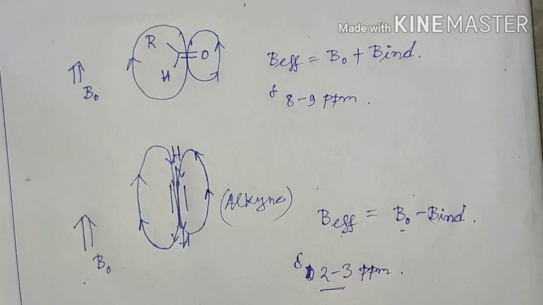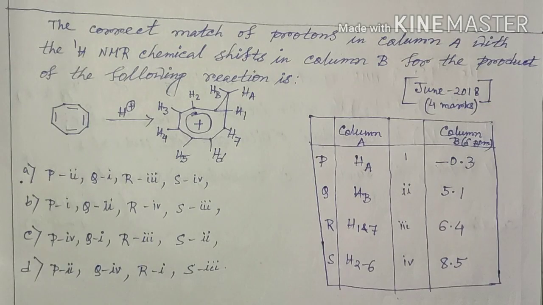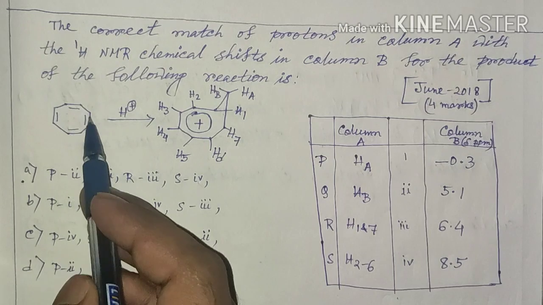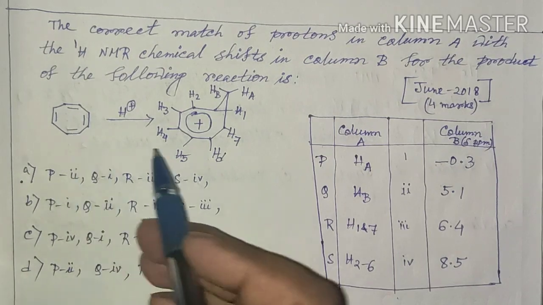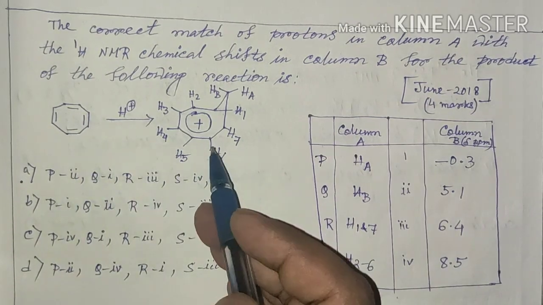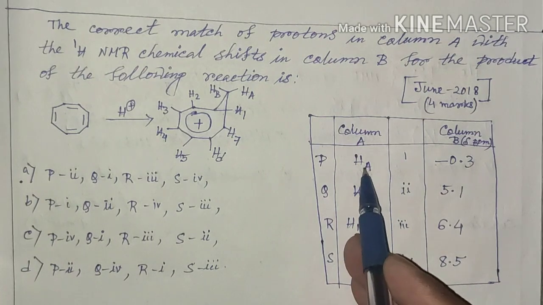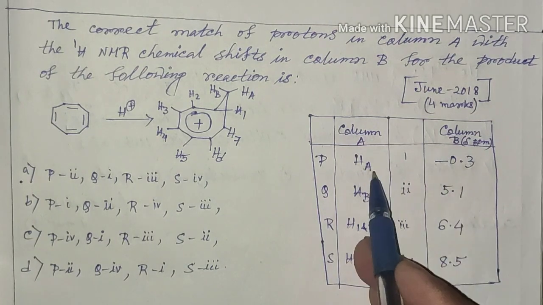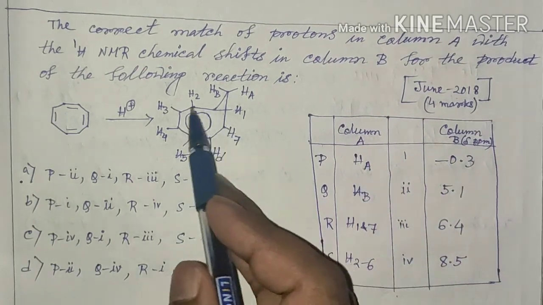So that's all for this basic introduction. Now let us solve some previous year CSIR NET questions on this topic. The question was asked in June 2018 for 4 marks. This question is mainly based on magnetic anisotropic effect. Now this cyclooctatetraene is protonated and we have to match the delta value for the different protons in this compound.